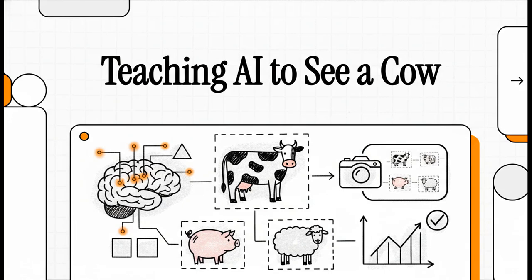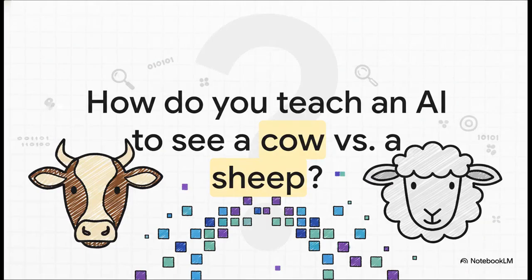So, what does it actually take to build an AI from the ground up? Well, today we're going to do just that. We're going to build a digital brain and teach it a very, very specific skill: how to look at a picture and recognize a cow. And that brings us to the big question. How do you teach a computer to tell the difference between a cow and a sheep?